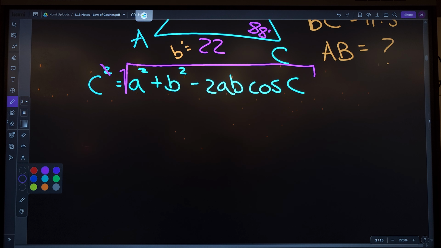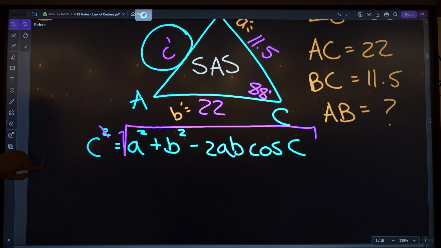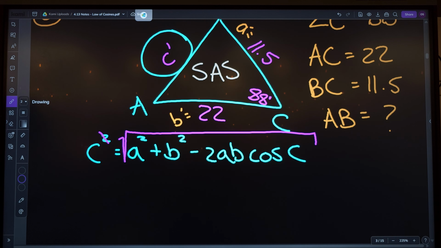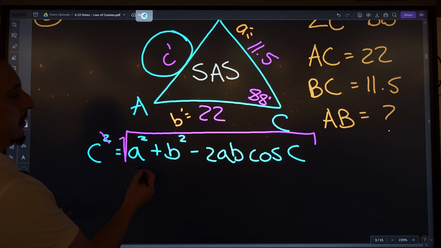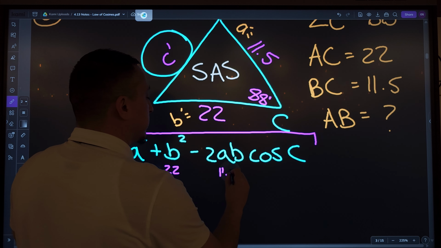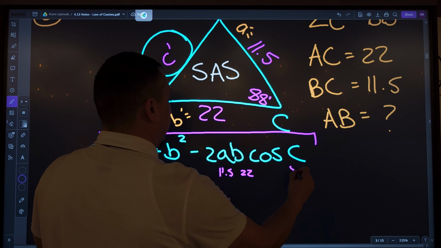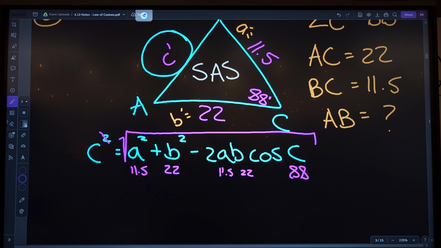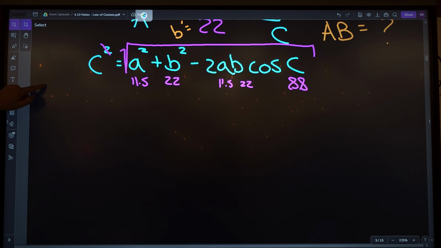And then just chunk all the numbers in there. Be very meticulous, very careful that you're putting the right number in the right place. Because if you do put one number in the wrong place, obviously you're going to get the wrong answer. Okay? So, for example, A is 11.5, B is 22, and this one's 88. Okay, so just make sure the numbers are in the right place.